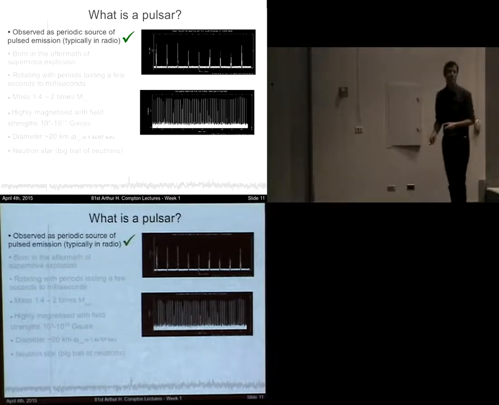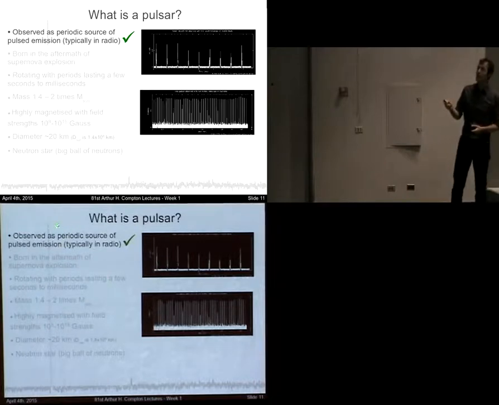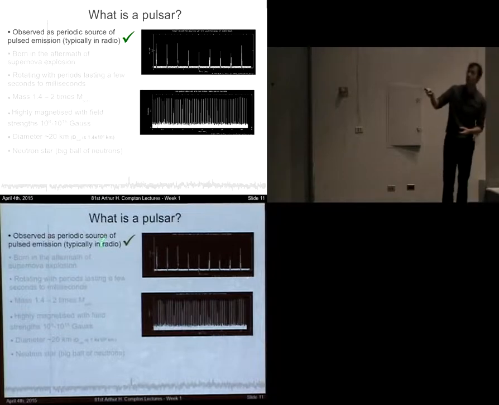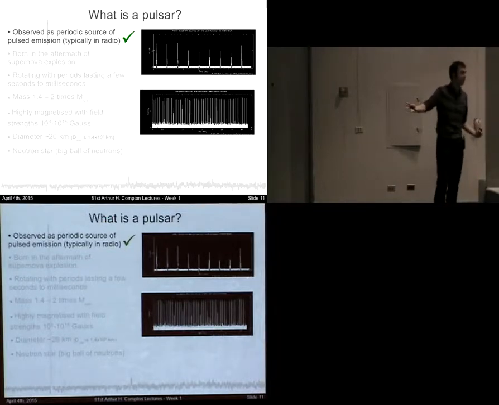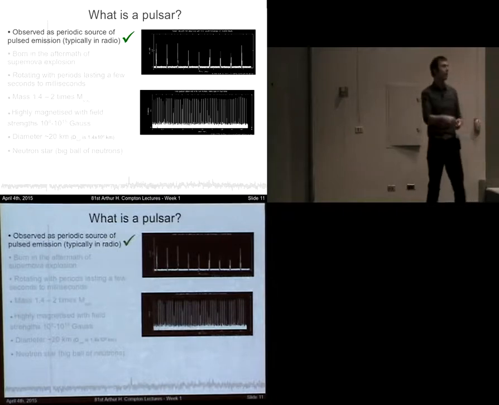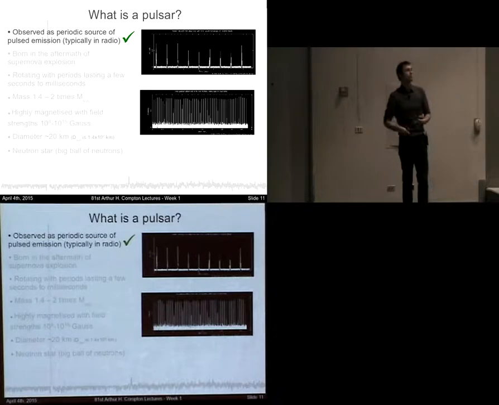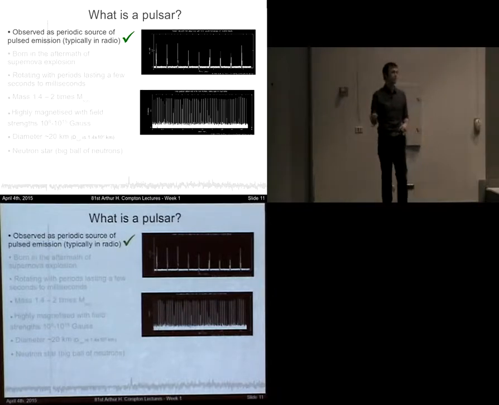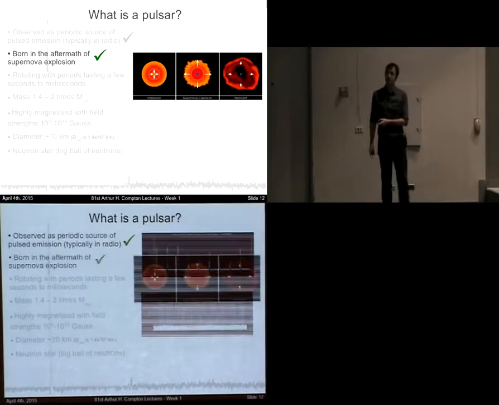And so I think I've convinced you, just by looking at the raw data, that we have a periodic source of pulsed emission that's typically observed in radio. So I give myself a little green check mark there. I think just by looking at the data, we can all agree on that. Can we observe these only because we're in the beam? We are only able to see them when the beam is pointing at us, correct.